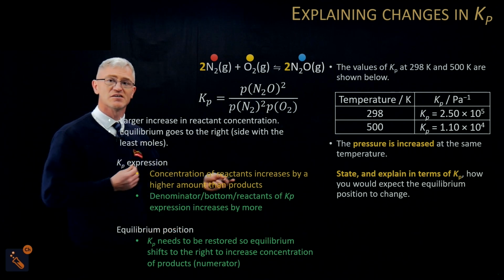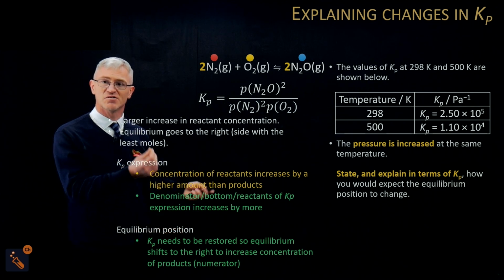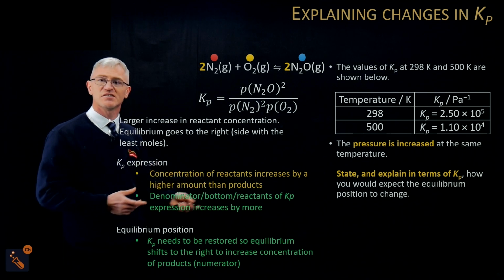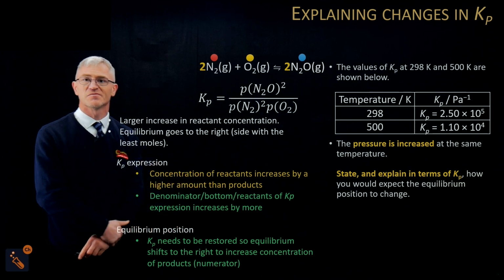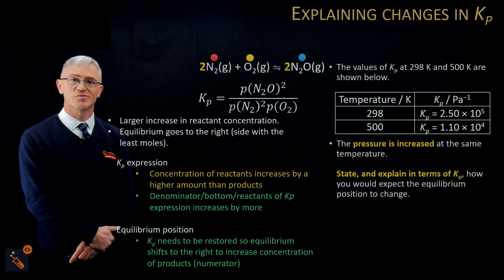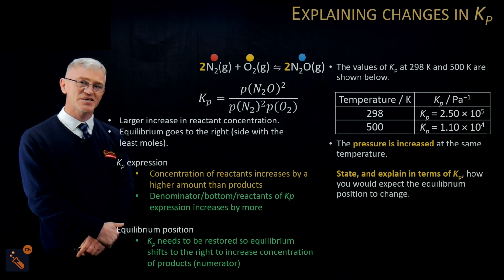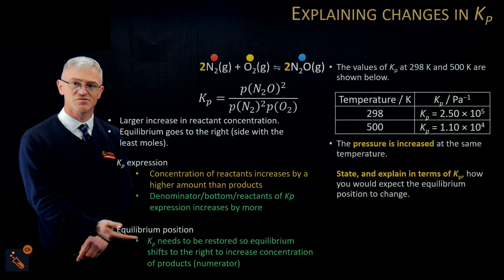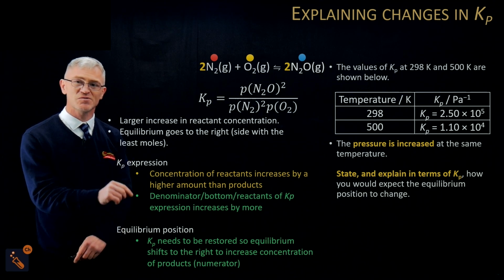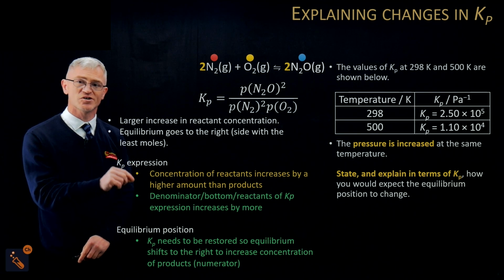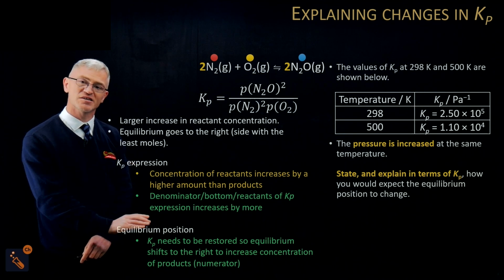And you can do it the opposite as well. For example, if there was a lower pressure, you'll see the opposite of this. And this is quite a common question. Remember, if they say state and explain in terms of Kp, then you've got to go through these different points. Explain what happens to Kp first and why it happens, and then explain how it gets restored to its original value.